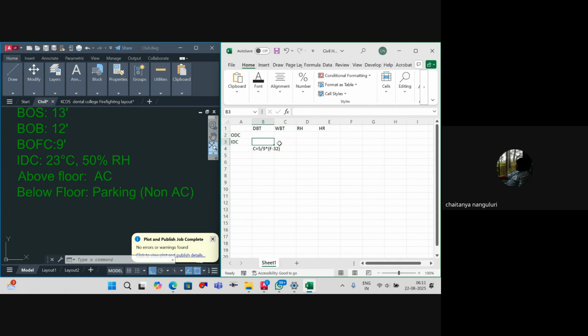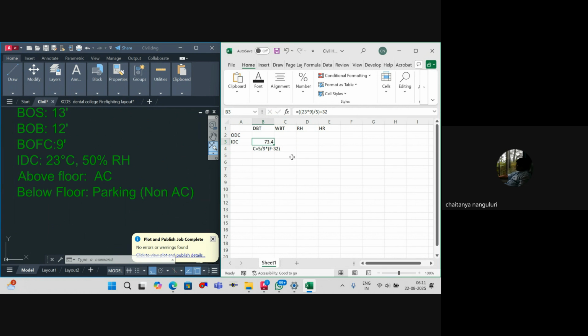The C value is 23. So if I want to convert it to Fahrenheit, I can do it as 23 into 9 divided by 5, with additional brackets just for safety, which is 41.4, plus 32. So 73.4, that's my Fahrenheit. You agree?